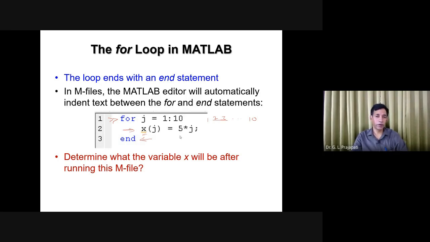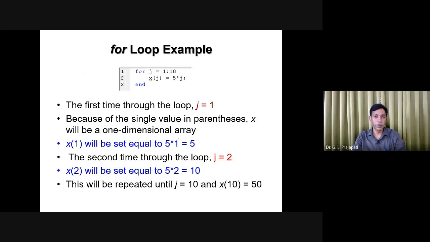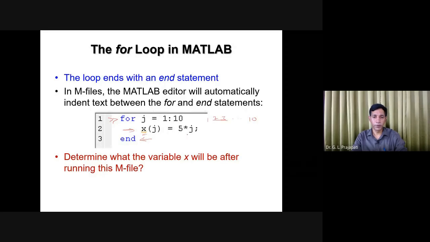You have the vector, and how many elements will be there in this vector? You will have 10 elements. So what will be the output? 5 into 1 is 5, then 10, then 15. How many times will it go? The last value of j will be 10, so it will be 5 into 10, 50. So 5, 10, 15, 20, and up to 50. So you can say that x1 is equal to this, and this is x10.